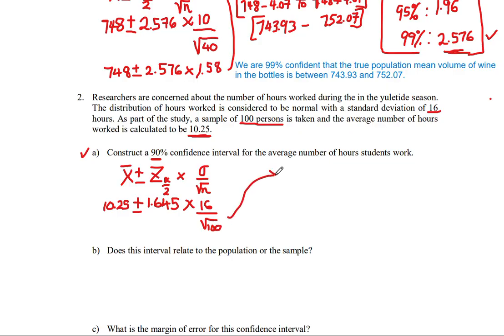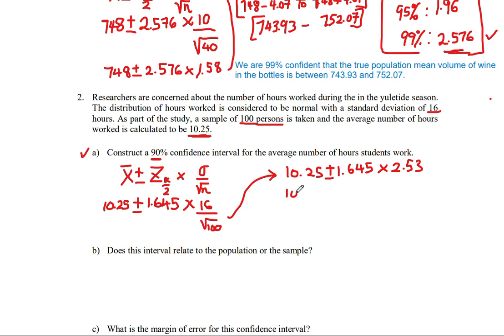So continuing here to finish the problem, we're going to have 10.25 plus or minus 1.645 multiplied by 16 divided by root 40. And for 16 divided by root 40, you can just go straight ahead and take that on your calculator. 16 divided by the square root of 40, which is 2.52, or 2.53 rounded to the second decimal place.